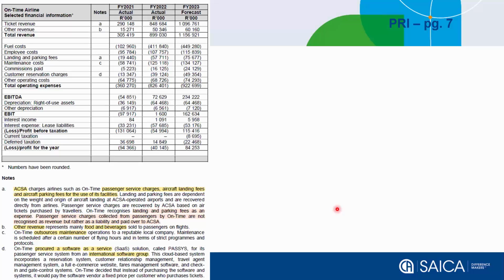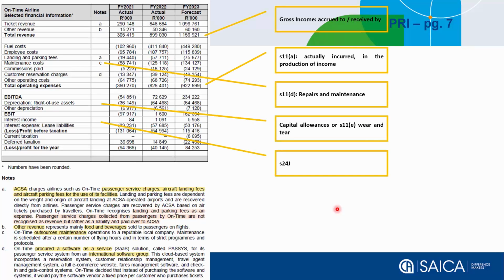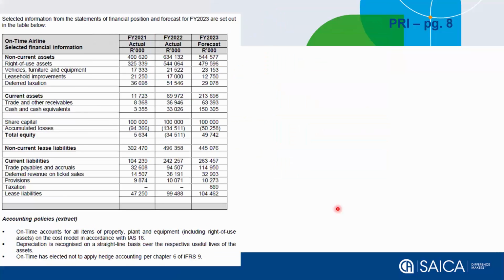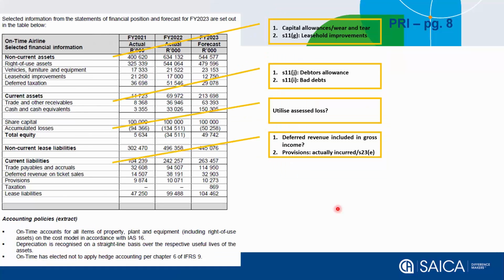When looking at the financial statements, what one would need to consider over here is to go to the financial statements, looking at the statement of profit or loss and the statement of financial position, considering each category or line item as indicated in the callouts on the screen, what the tax treatment may be for those individual line items. And the same process would then be followed for the statement of financial position, what the tax treatment would be for those individual line items.